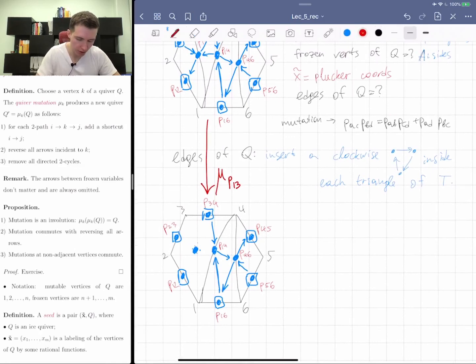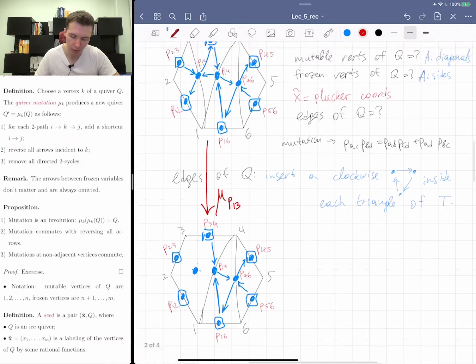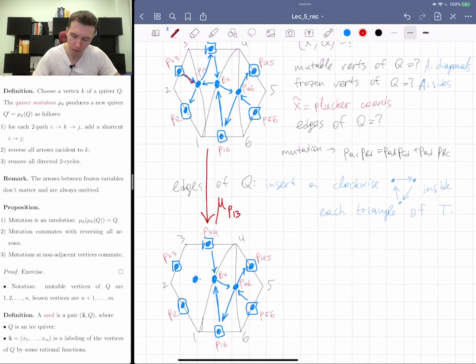The first step is telling me to introduce a shortcut for every path of length 2. In this case I have 2 incoming arrows and 2 outgoing arrows, so I'm going to introduce 4 shortcuts. For every pair, incoming, outgoing, I'm going to create a shortcut. For now, I'm going to keep the arrows between frozen vertices temporarily. So 4 shortcuts. Now let me do them in red. 4 shortcuts are going to look like this.